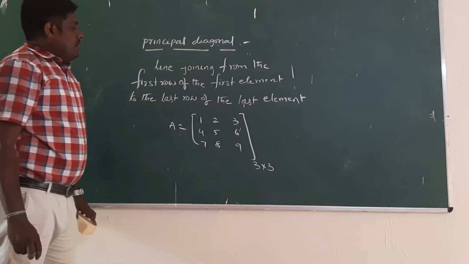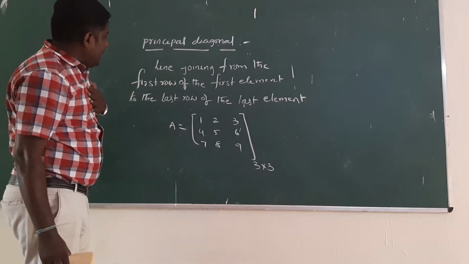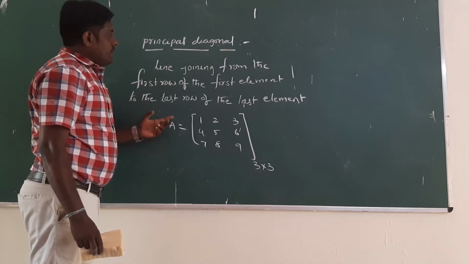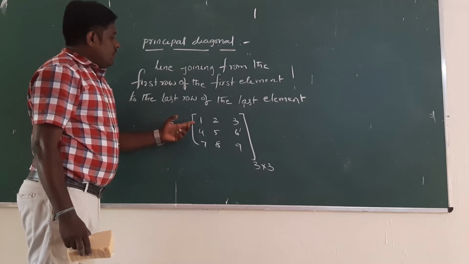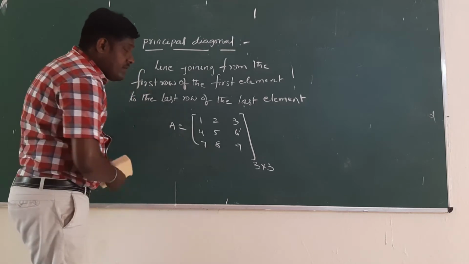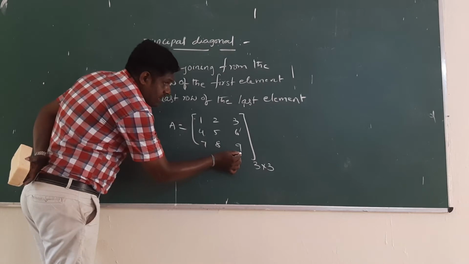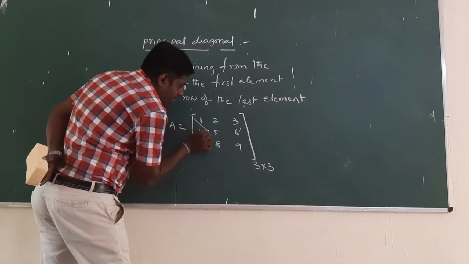Now, the principal diagonal. What is the principal diagonal? The line joining the first element of the first row to the last element of the last row. What is the first element of the first row? 1. From here to here, the last element of the last row is 9. From here to here, we have to join one line.